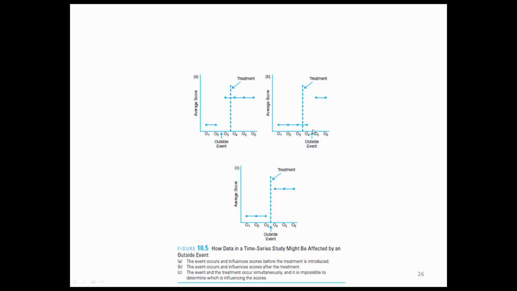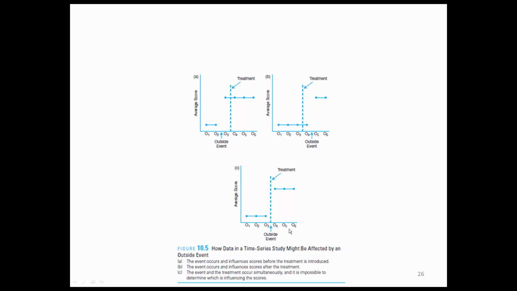In this example also, you see the baseline is stable, and then you start your treatment and nothing changes, and then right after, the outside event happens and the score goes up. Again, this is also easy to interpret. You know that your treatment didn't trigger the change, but an outside event happened after you started your treatment and the score went up due to that outside event.